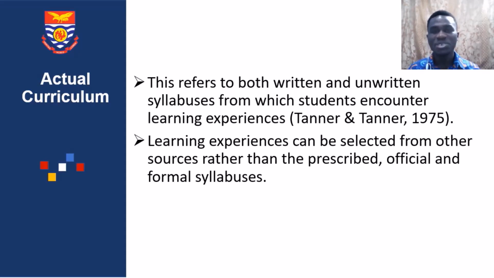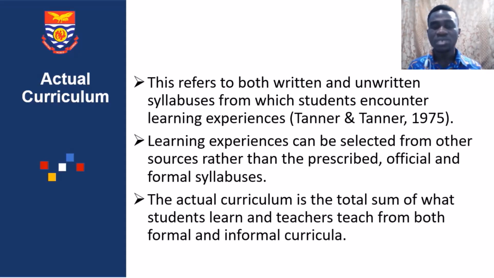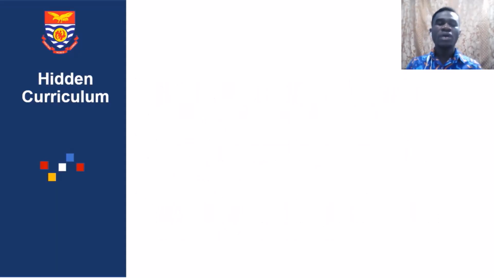So in our classroom, it is the actual curriculum that is being used, because we take the physics syllabus and look at what is stipulated there. Then in the course of the teaching, we also add things that are not stipulated to enhance the teaching and learning process. So it is the actual curriculum that we have been using in our various classrooms. The actual curriculum is the total sum of what students learn and what teachers teach from both the formal and the informal curriculum.